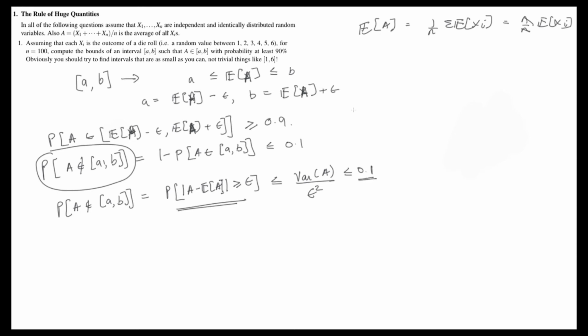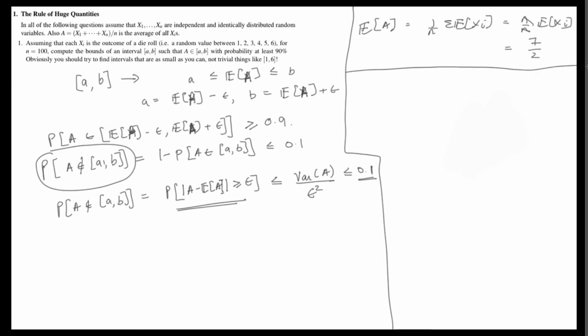Right? So now all we need to do is find epsilon. And once we find epsilon, and of course the expectation of a, then we can find our interval. So in order to find epsilon, we need to know the variance of a. So let's find the variance of a first. The expectation of a is just going to be the expectation of xi, which is 7 over 2, the expectation of a die roll. Now let's calculate the variance of a.